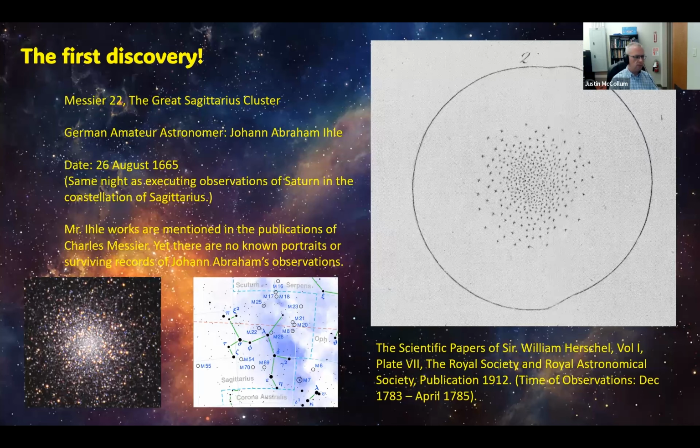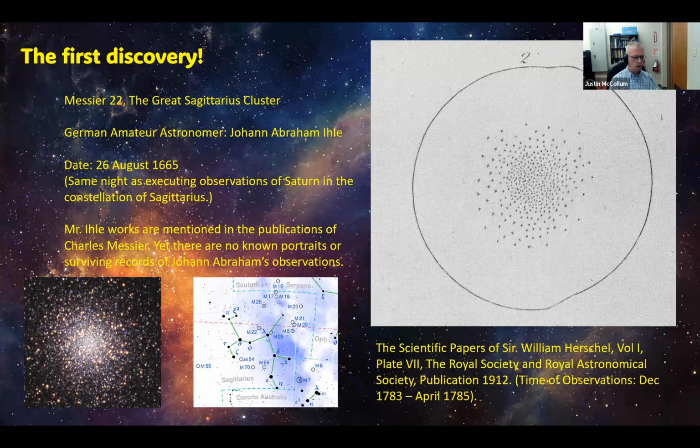Well, the first one was discovered by the German amateur astronomer Johann Abraham Ihle, who in 1665 found M22 on the same night he was looking across the sky in Sagittarius to observe Saturn, in those first decades that we had telescopes after Galileo. And the great Sagittarius cluster of M22, he came across it. Now, unfortunately, none of his work has survived, so we only know that by secondary sources, but this is sort of a drawing of what that cluster would have looked like.